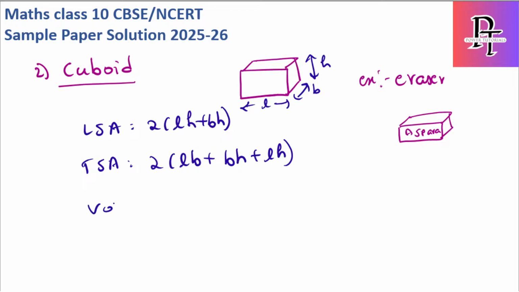What about volume? Volume is again easy. Here it is all multiplication: length into breadth into height. So this is for the cuboid.